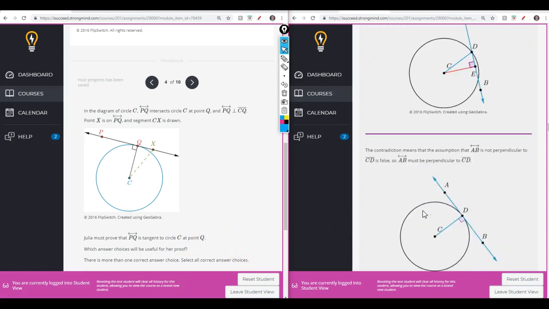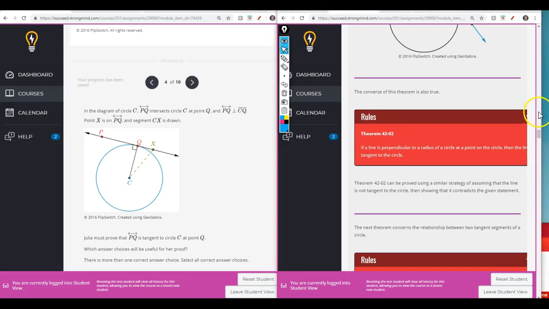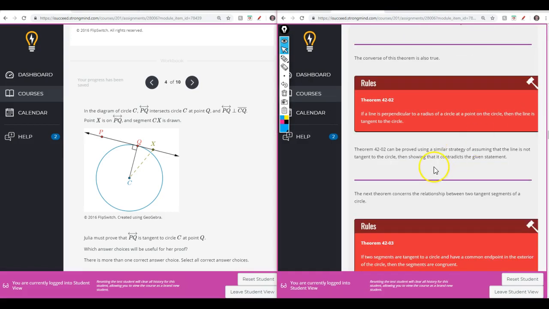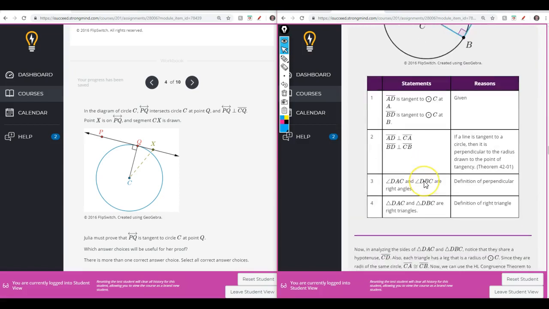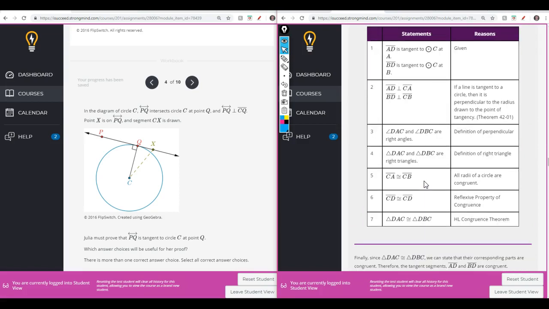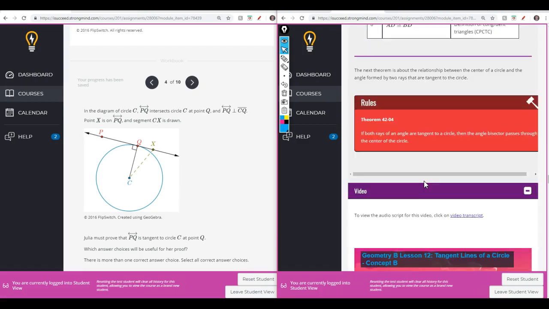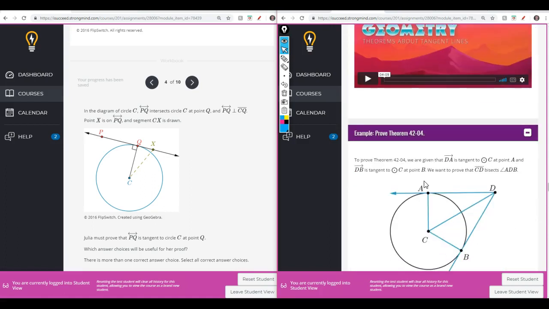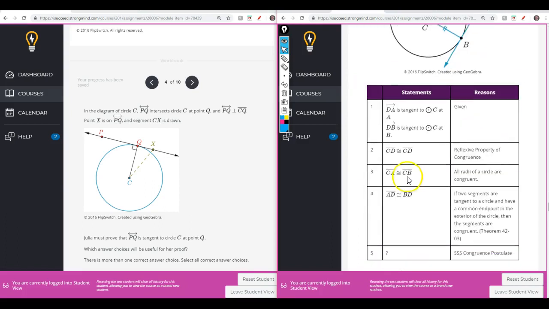So this is quite similar to the example. This is proving the theorem 4202, and so I would be using some examples from this. If I wanted to scan, I just want to see if they have a proof for that. That's 4204. No.